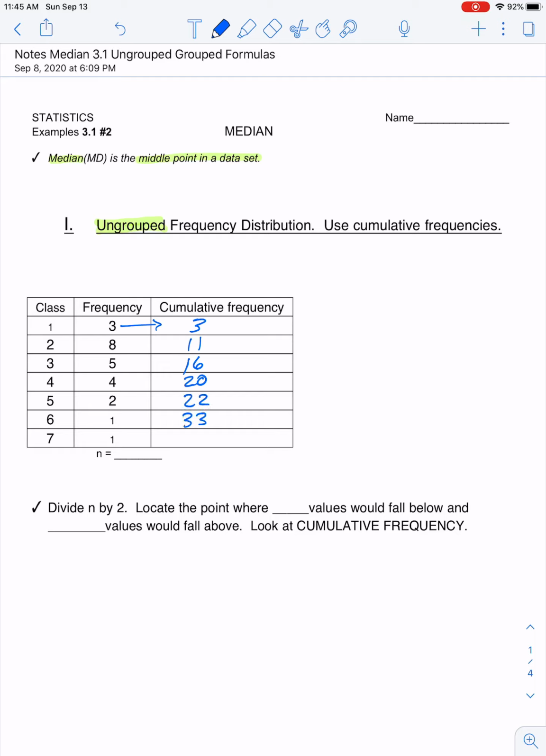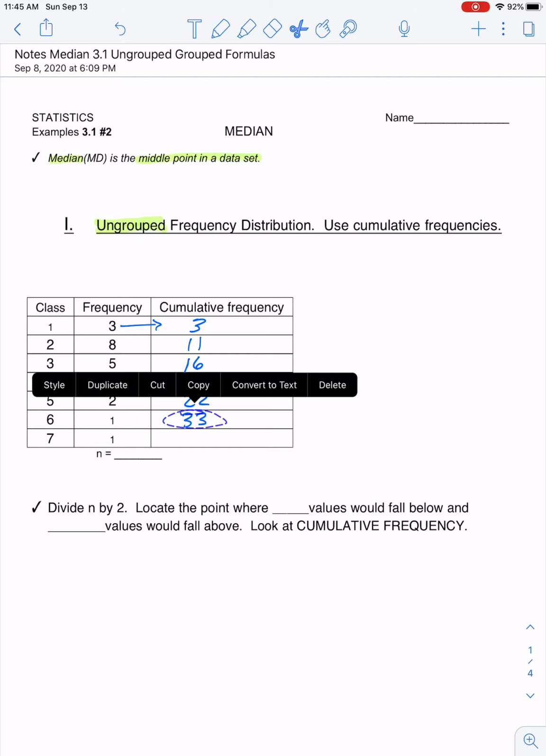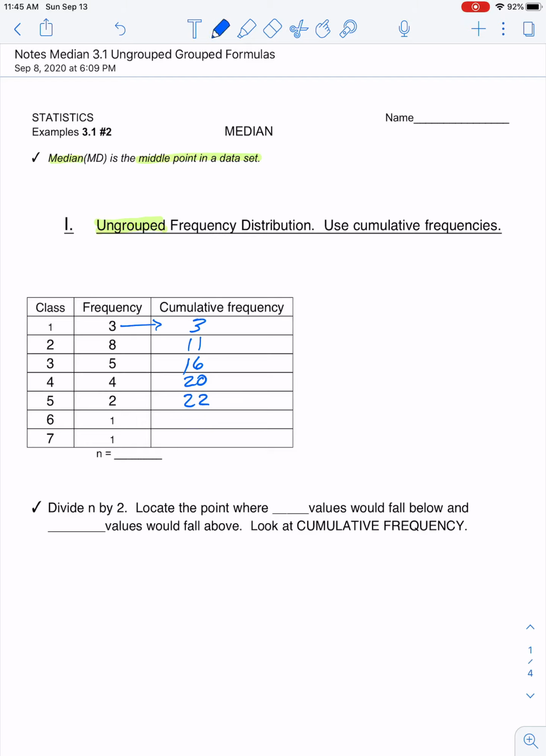Whoopsie. Excuse me. Have a little problem here. Get my eraser out. Let's try that again. Add 1 would be 23, not 33. And then 24. So in fact, this data set has 24 values.